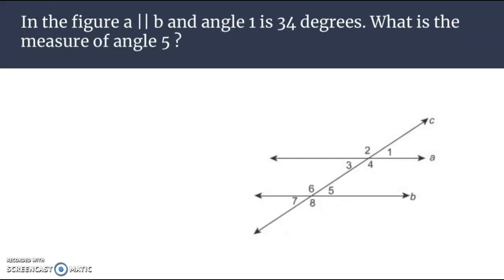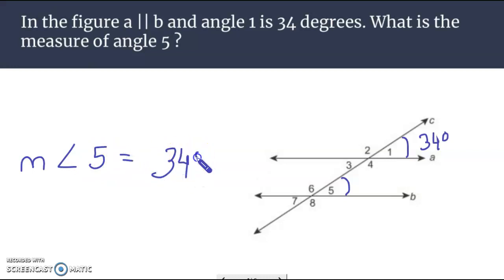Let's look at this one. Lines A and B are parallel. Its transversal is C. And we have angle 1, they're telling us, is 34 degrees. What's the measure of angle 5? Well, we have to note first that they are corresponding. And since they're corresponding, they're going to have the same measure. The measure of angle 5 will also be 34 degrees.